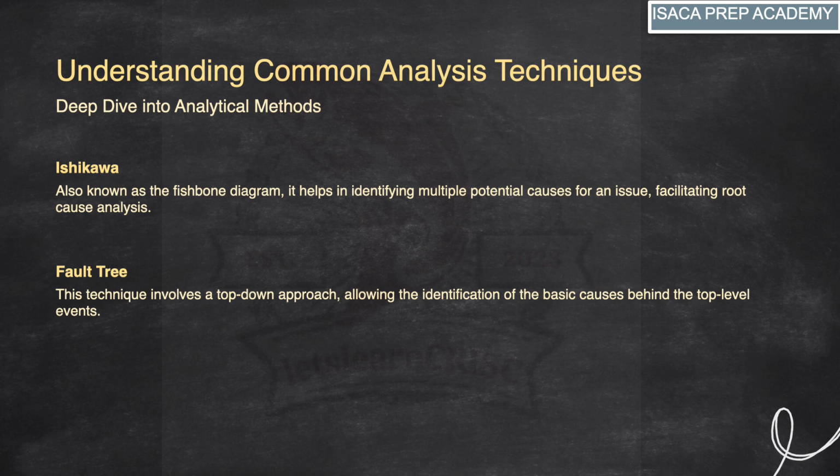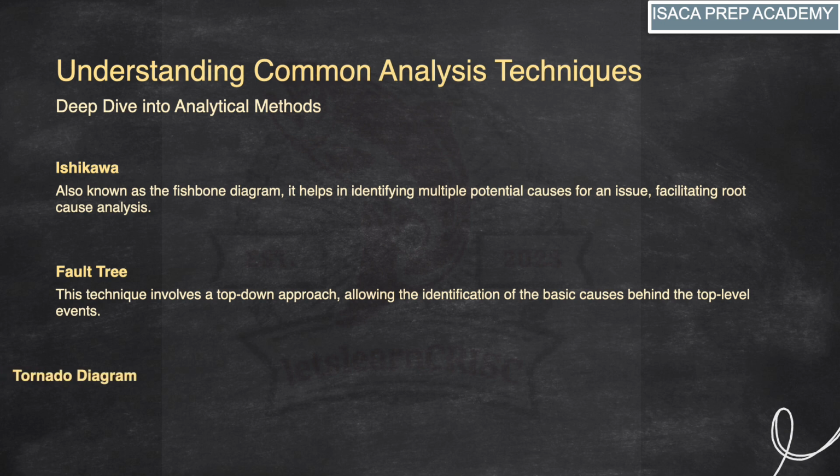For instance, if the top level event is a system failure, the fault tree method helps us to identify all the basic causes that could lead to this failure, such as equipment malfunction, human error, or environmental factors. And by systematically breaking down the event into its components, the fault tree technique allows us to understand the root cause behind complex events, aiding in effective problem solving and preventive measures.